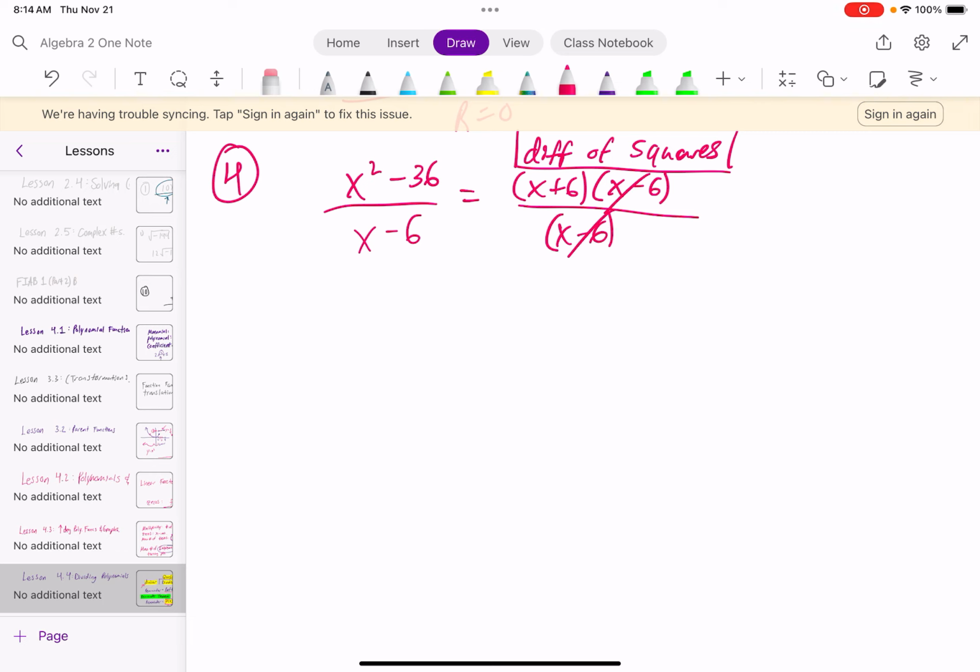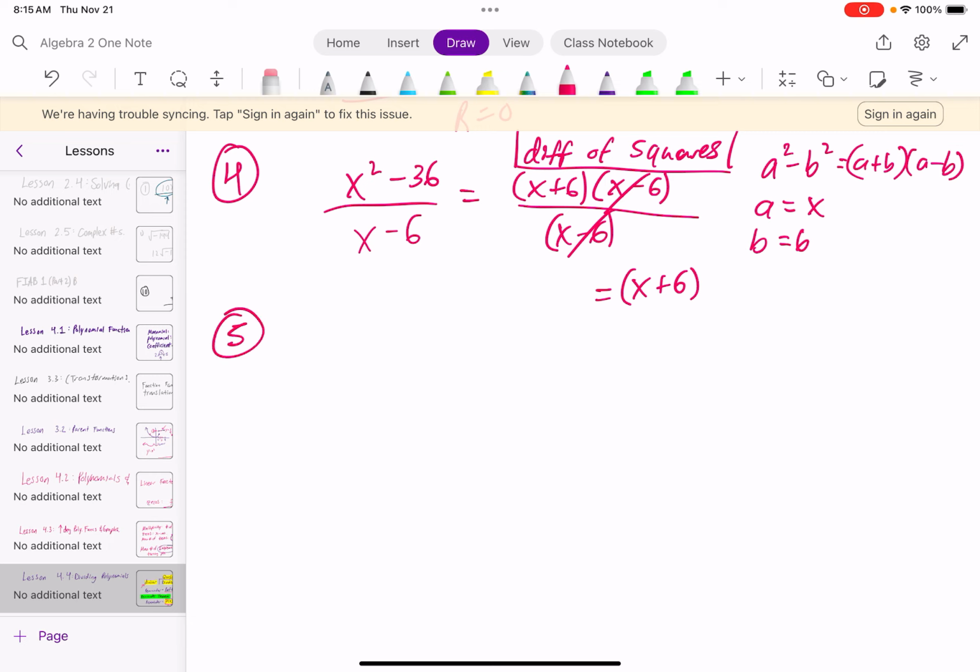Okay. Difference of squares, you write it like this, right? Basically, it's a squared minus b squared is a plus b times a minus b, where in this case a was x and b was 6. Our answer is x plus 6. Which is a factor because remainder is 0.